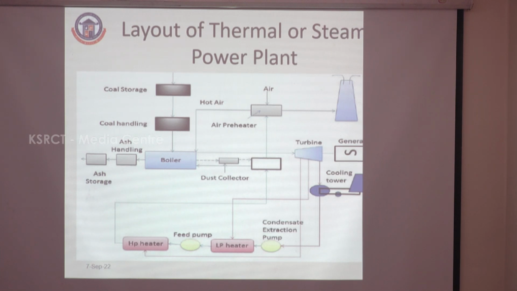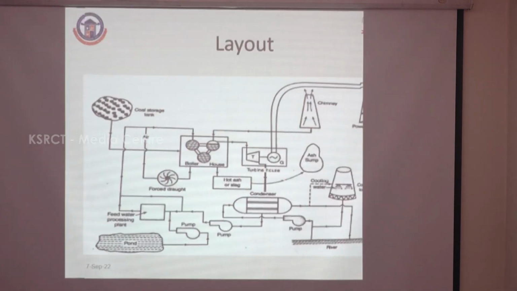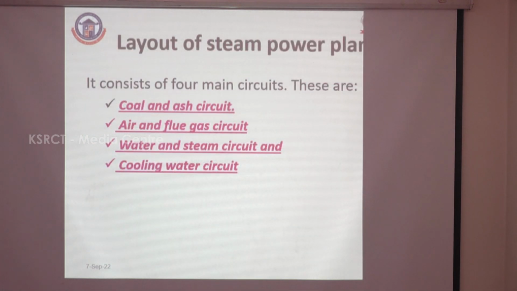A steam or thermal power plant consists of 4 main circuits. One is the coal and ash circuit. Second one is the air and flue gas circuit. Third one is the water and steam circuit. Fourth one is the cooling water circuit.